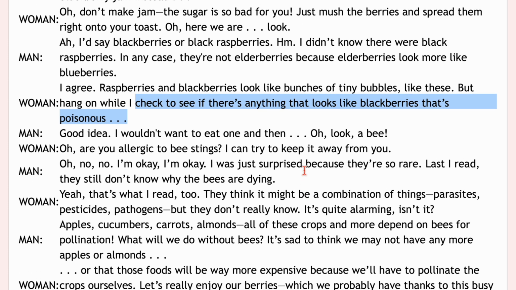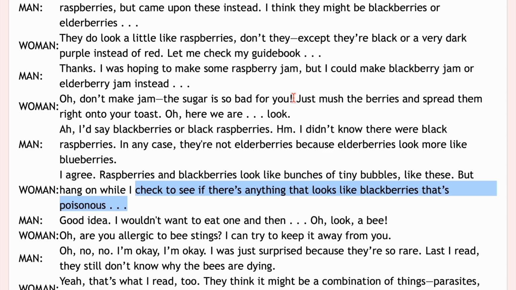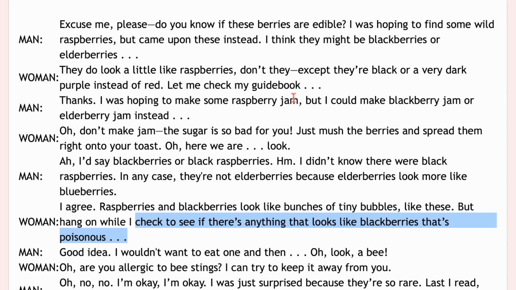Well, now that I think about it, maybe they are not at a store. Looks like they may have met in the forest, maybe, because they found berries. And the lady, she has a guidebook. Interesting. So she has a guidebook about berries. So she's looking and checking to see about them.